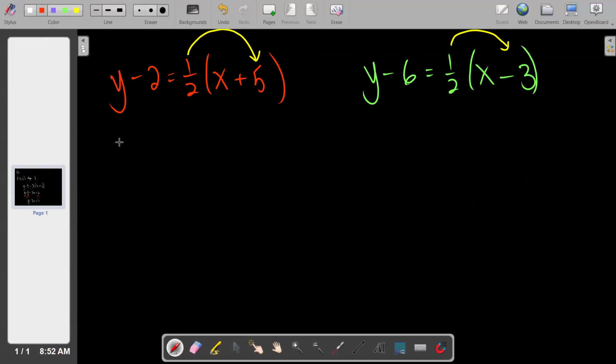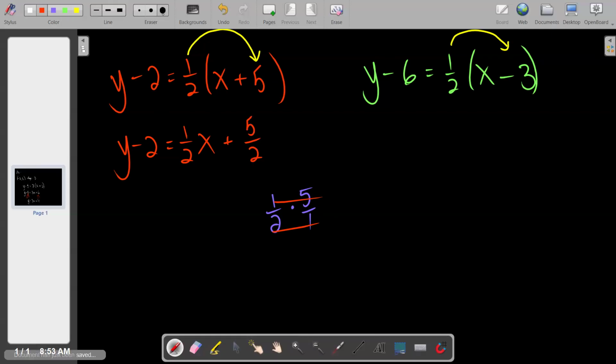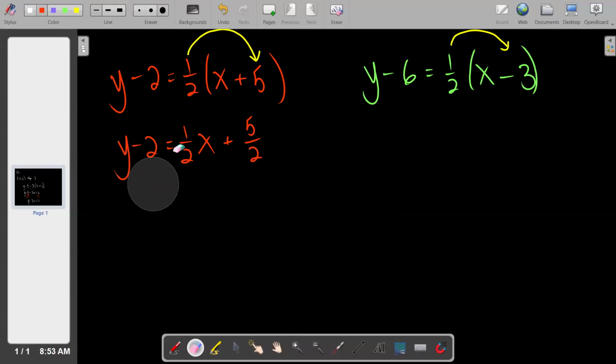Copy down the y minus 2 equals 1/2 of x. That's easy. What is 1/2 times 5? Let's go take a look. 1/2 times 5. See it? Talked about this yesterday. What do you get? You just get what you get. You get 5 halves. It is what it is, right? 1 times 5 and 2 times 5 halves. And then we're going to get the y by itself. And how do we get y by itself over here? We have to add 2 to both sides.